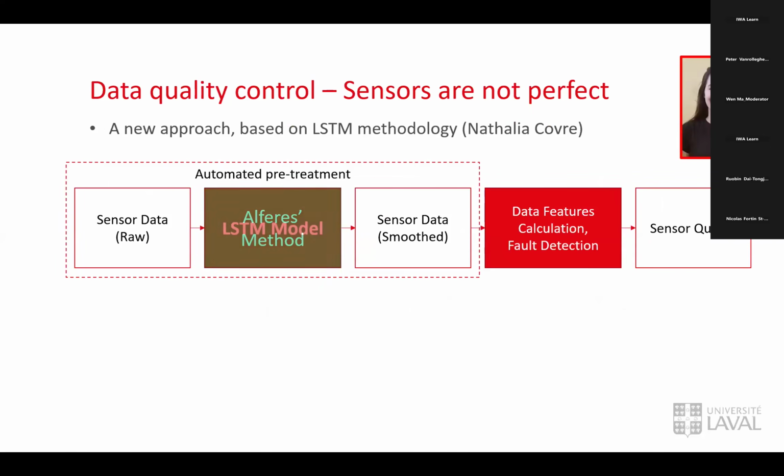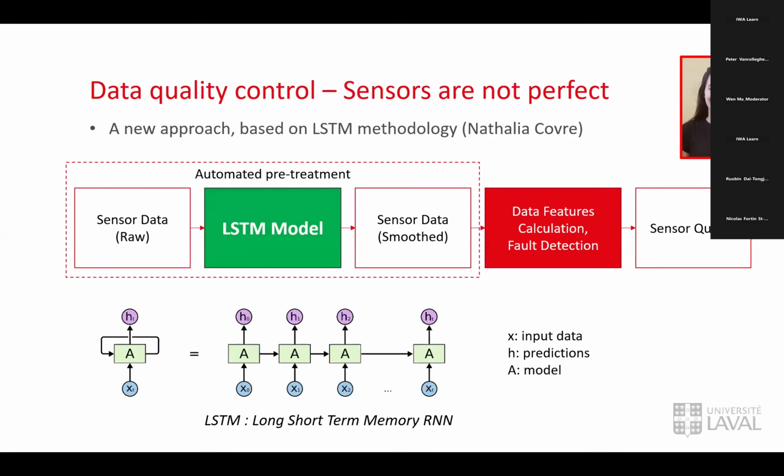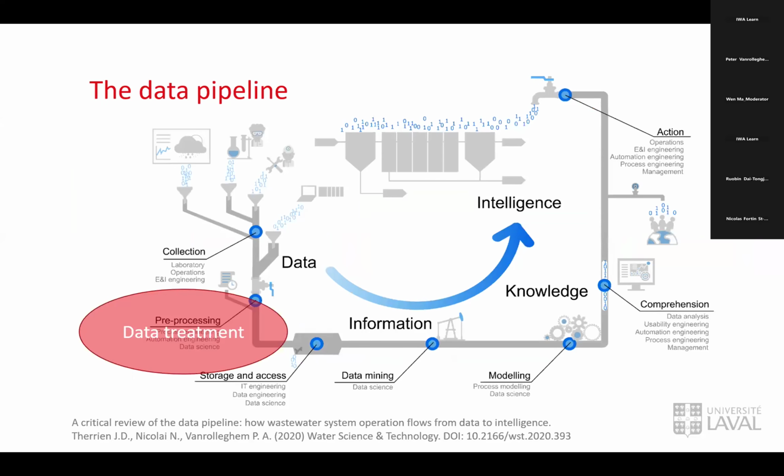So what we wanted to do is replace that method with a learning system that would learn from the data properties that would allow them to do this data treatment. This was developed by Natalia Goover in her master's study. So data treatment is clearly something that is important, and garbage in, garbage out is a classic for this type of discussion. So the data treatment is very important.